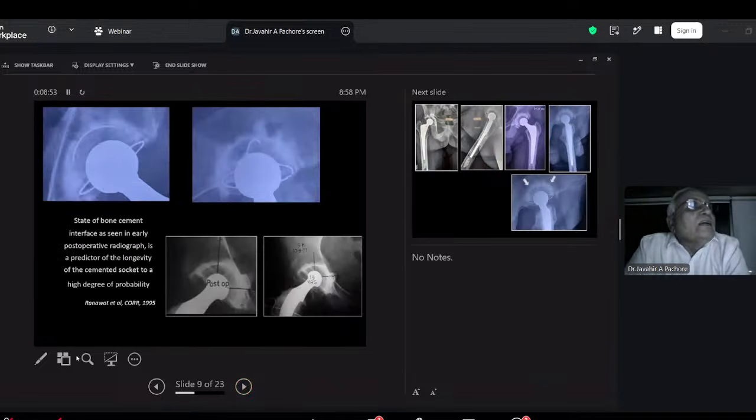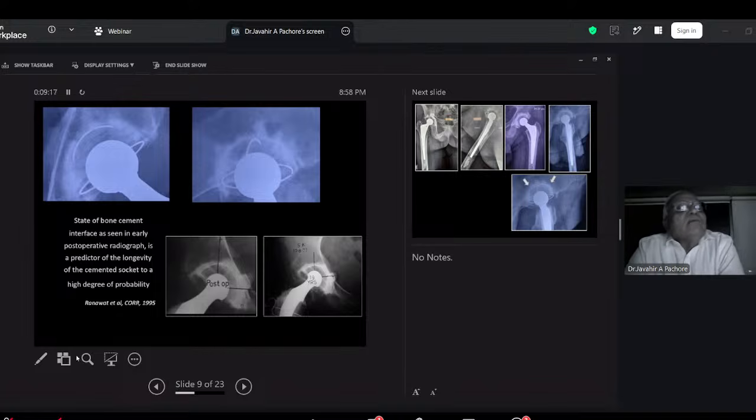So this is the statement from Ranawat. The state of the bone cement interface seen in early postoperative radiograph is a predictor of longevity of the cemented socket to a high degree of probability. If you see on day 1 there is no radiolucent line, and there are 3 to 4 millimeters of cement around, this hip will last at least for 15 years plus. That is the prediction which Ranawat had.